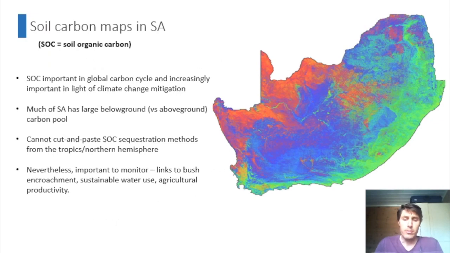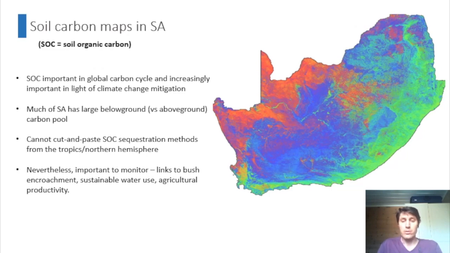Soil organic carbon, referred to as SOC in this presentation, is an important part of the global carbon cycle, and it's becoming increasingly important as a nature-based solution to climate change. South Africa is slightly different to the Northern Hemisphere and the tropics in that a large part of the total carbon pool is stored below ground as opposed to above ground, and therefore one cannot cut and paste soil carbon sequestration initiatives that have been developed in the Northern Hemisphere to ecosystems here in South Africa.